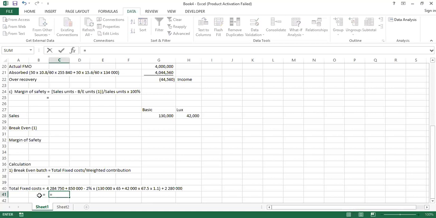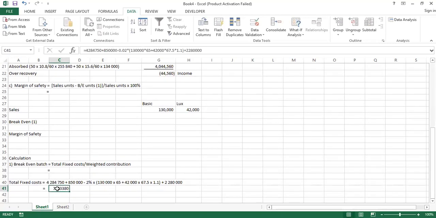Now we are doing the calculation. So this is 42,847.50 plus 850 minus 2% of, that is in brackets now, 130,000 times 65 plus 42,000 times 67.5 times 1.1, and then to that 108,2280.